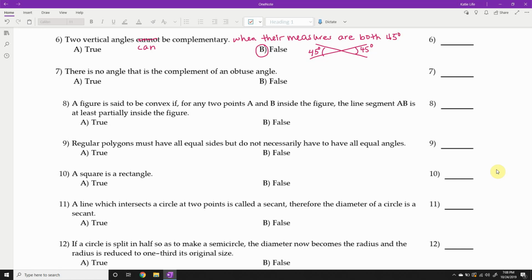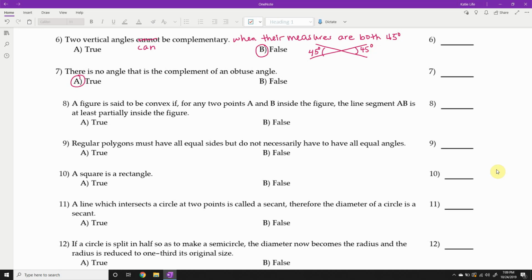Number 7, there is no angle that is the complement of an obtuse angle. Well, that's true, right? Because if you're an obtuse angle, that means that you already measure greater than 90 degrees, less than 180 degrees. And if I'm already greater than 90 degrees, I'm beyond the scope of being part of a complementary pair, right? The two complementary angles sum to 90 degrees. So if the angle I have is already greater than 90, there's not going to be any angle that's going to create the complement to the obtuse angle. So number 7 is true.